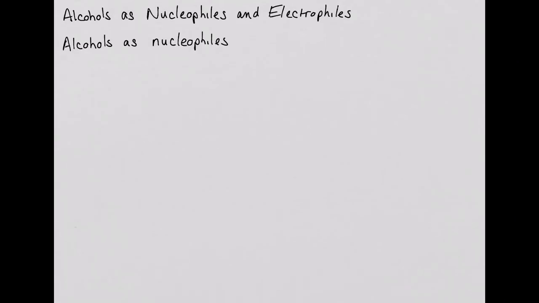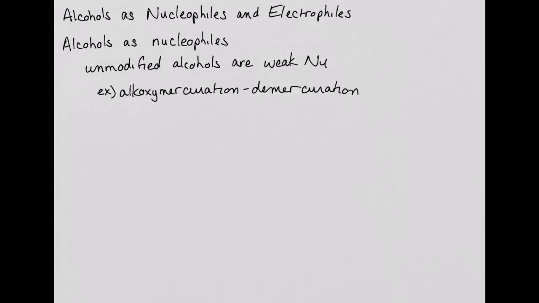Alcohols in an unmodified state tend to be weak nucleophiles. This means that they typically require a very strong electrophile when in their protonated state. An example of this is the alkoxymercuration-demercuration reaction. In this reaction, our nucleophile is the protonated alcohol. The electrophile in this reaction is the mercury intermediate.